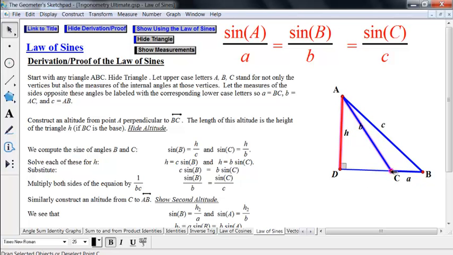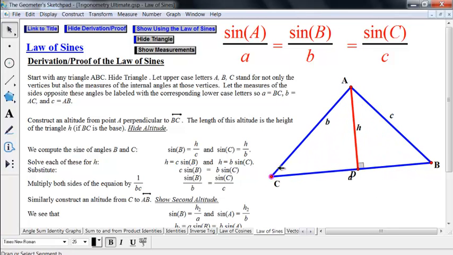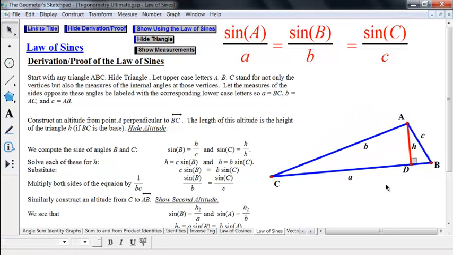So either way you go, I'm going to put it back to this picture here, but it doesn't really matter. In any case, sine of angle B is h over c, and sine of angle C is h over b. Now it's the same h in every case, so let's solve for h. H is c times sine of B, and h is b times sine of C, so those are equal to each other. So c times sine of angle B is side b times sine of angle C.